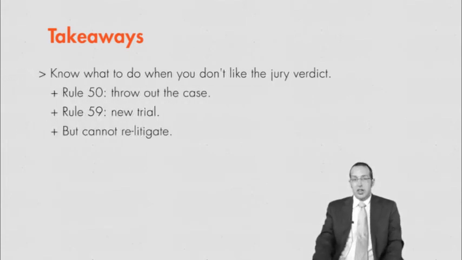Know what to do when you don't like the jury verdict. You can ask the judge to throw out the verdict under Rule 50, or throw out the whole case under Rule 59. If that doesn't work, you can appeal, as long as you know the intricacies of the final judgment rule, that is. But you cannot relitigate. Whenever you see a fact pattern that suggests that there's going to be more than one trial on one claim or one issue, your res judicata and collateral estoppel radar have to go up. Make sure you know the difference between res judicata and collateral estoppel.